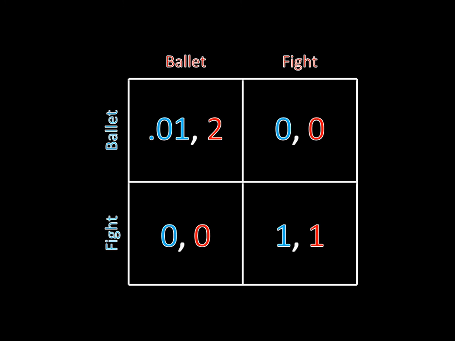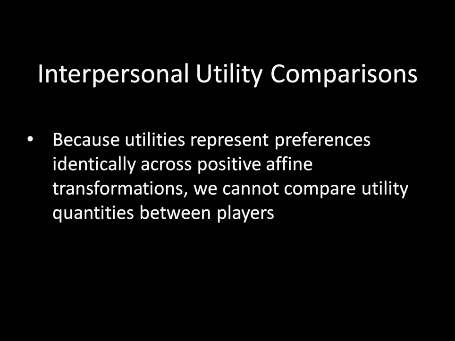What this is revealing is a problem with something known as interpersonal utility comparisons. Because utilities represent preferences identically across positive affine transformations, we cannot compare utility quantities, the exact numbers that we're using, between players. That's because we could always take a single player's payoff and multiply it by some arbitrarily large number, or equivalently add a very, very large number to it, and suddenly that player's utility is going to appear to be larger, even though we're still representing the same exact preferences.